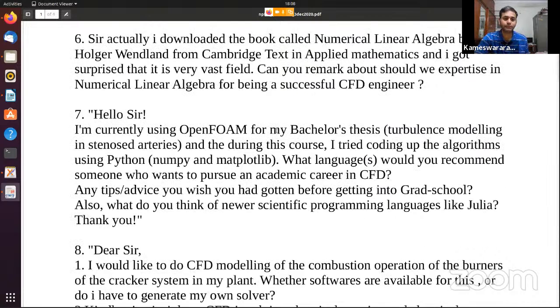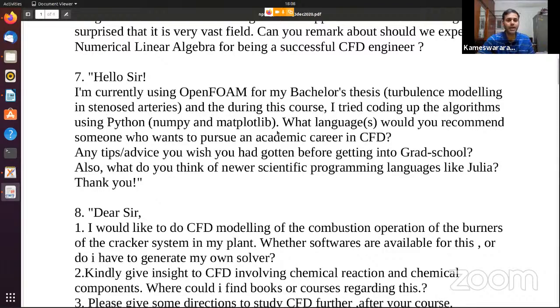Okay. All right. So the next question is: I'm currently using OpenFOAM for my bachelor's project, and during this course, I tried coding up the algorithms using Python, NumPy, and Matplotlib. What languages would you recommend to someone who wants to pursue an academic career in CFD? Any tips or advice you wish you had gotten before getting into grad school? Also, what do you think of new scientific programming languages such as Julia?